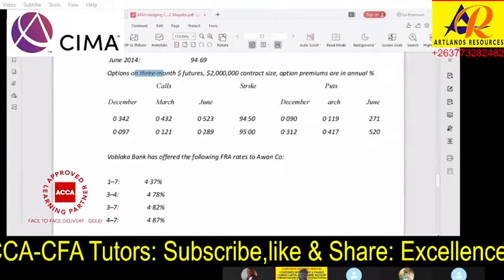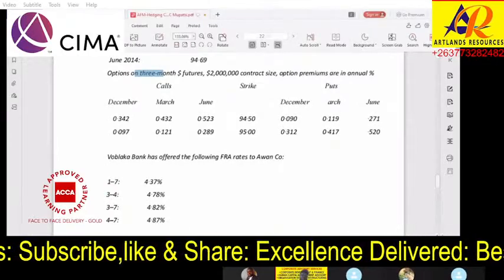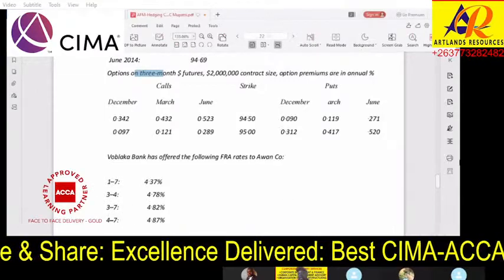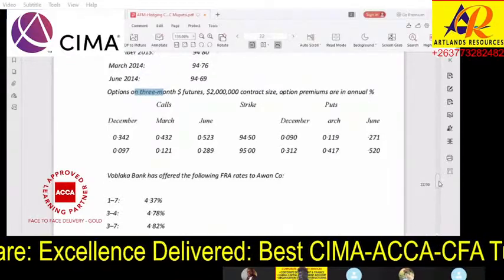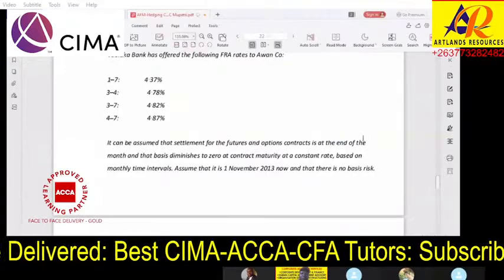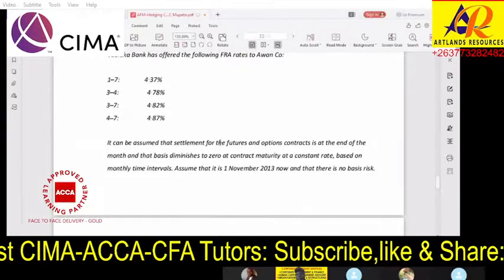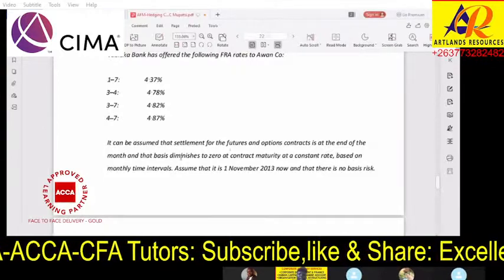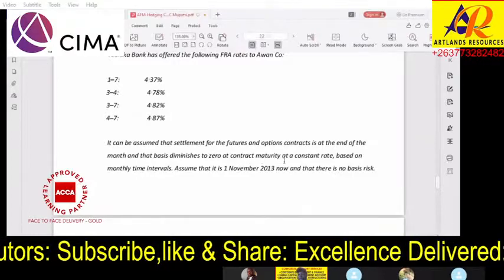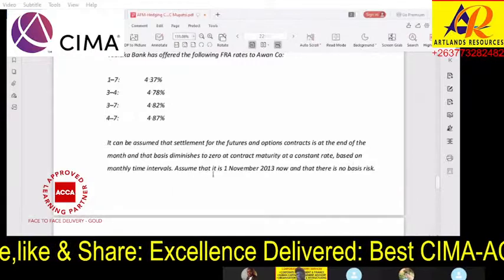Then Voblaka Bank has offered the following FRA rates to A1: 1 to 7, 3 to 4, 3 to 7. You now understand how we quote FRA rates. You need to know today is what before you can take the appropriate FRA. It can be assumed that settlement for the futures and options contract is at the end of the month, and that basis diminishes to 0 at contract maturity at a constant rate based on the monthly term intervals.